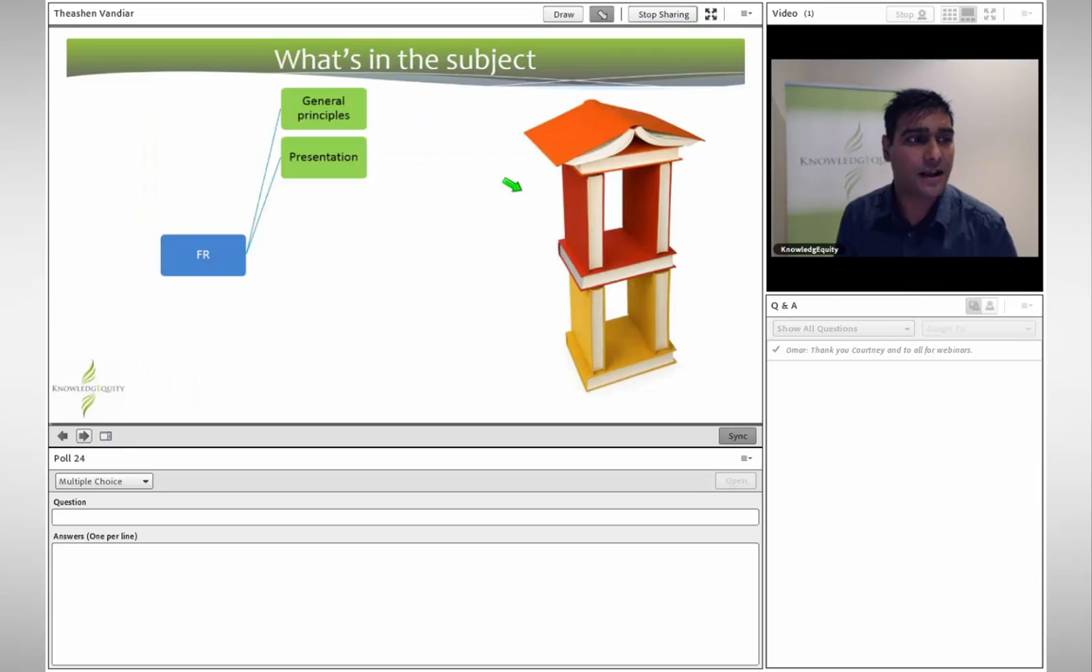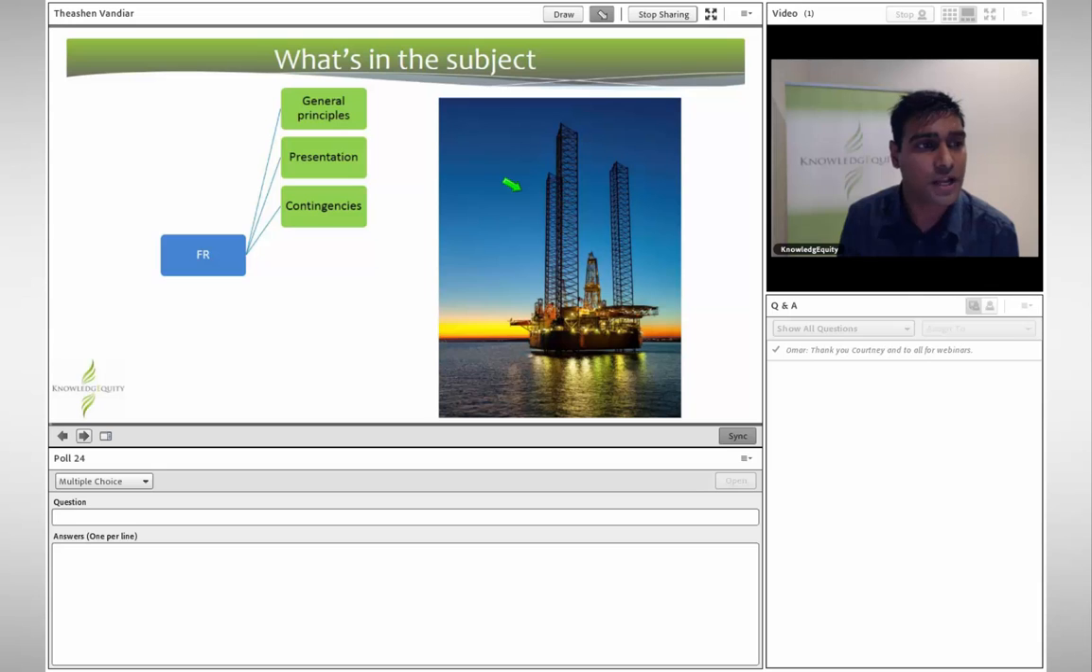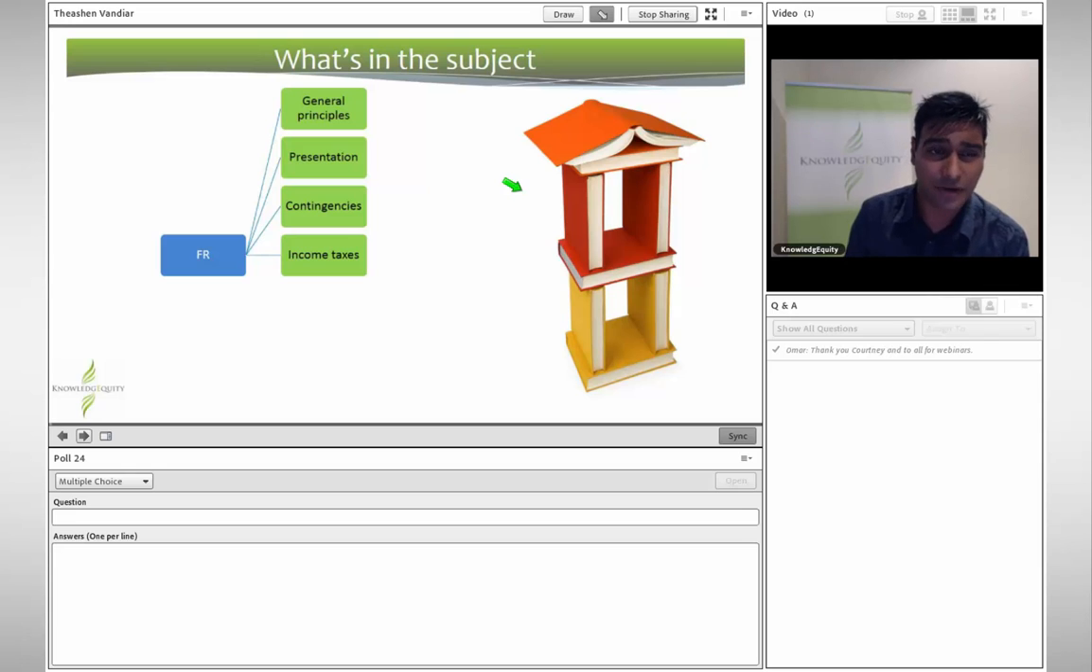Right. And then we look in module 2, we look at the presentation of financial statements. So we go into the detail of income statement, balance sheet, and so forth. Module 3, we look at contingencies, contingent assets, contingent liabilities, provisions, and this concept of the provision for decommissioning liabilities. Now, in module 4, we look at income taxes. You do not have to understand taxes, so you don't have to have done tax in Australia to understand this module. In module 4, it's more about deferred tax.